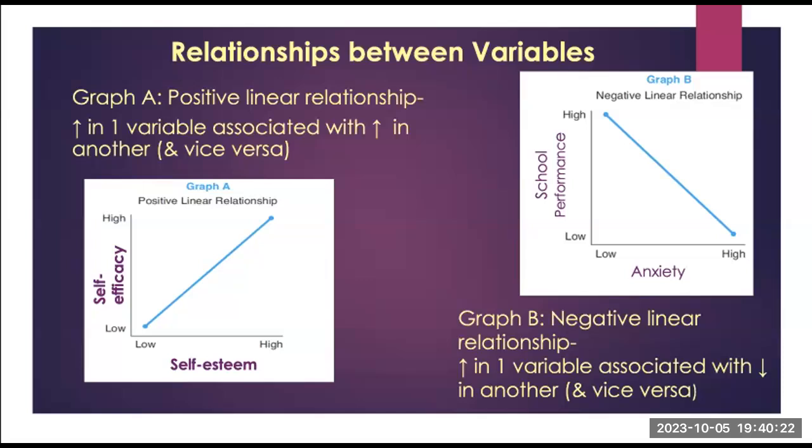On the other hand, let's take a look at graph B. Now the independent variable is anxiety, and our dependent variable is school performance. And what this graph is showing is that as anxiety increases, school performance decreases. And that's why we call that a negative linear relationship.